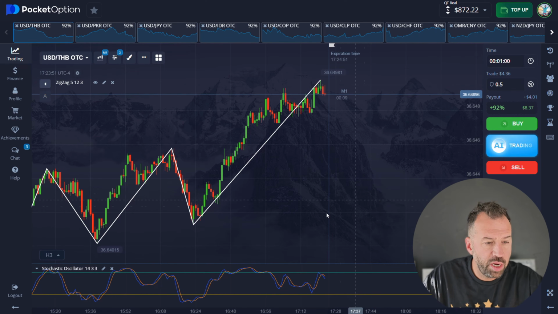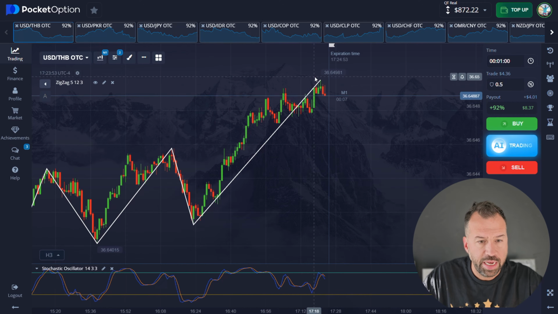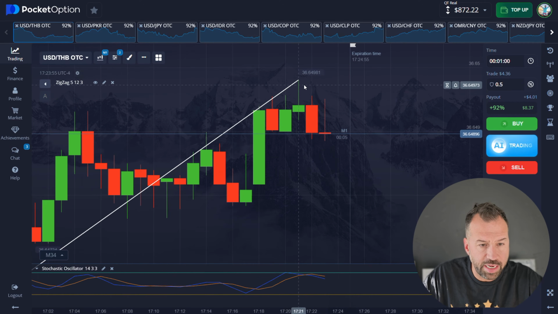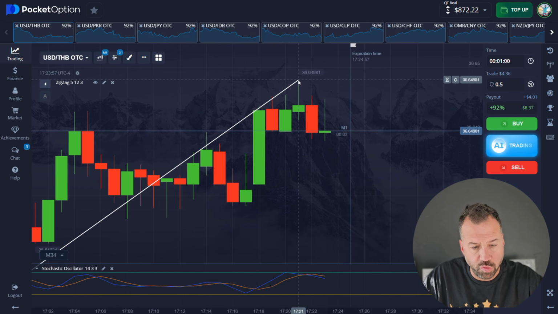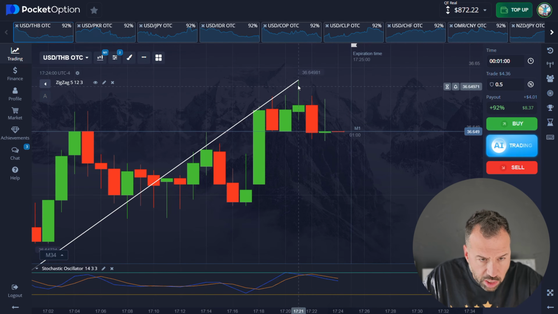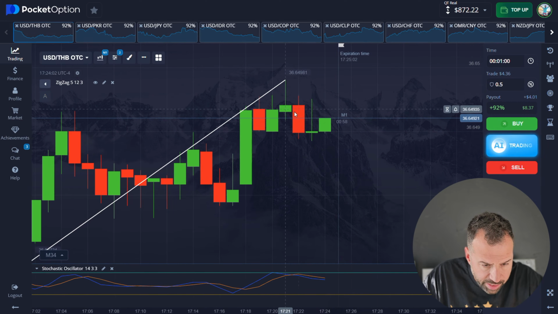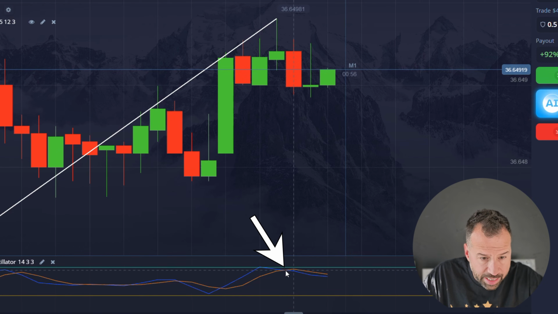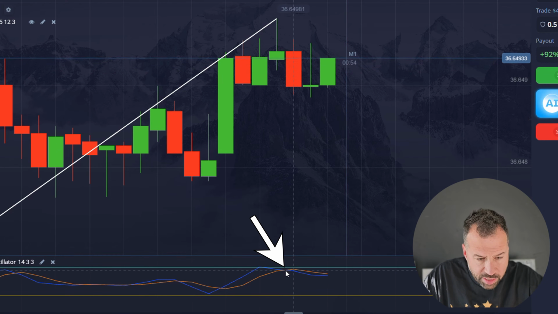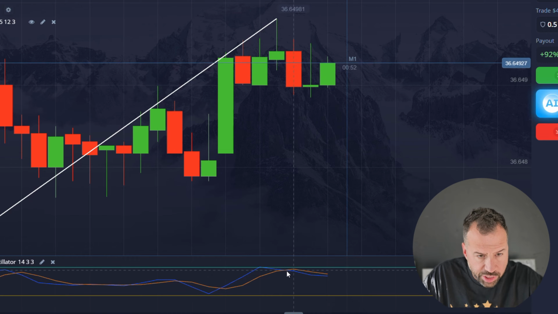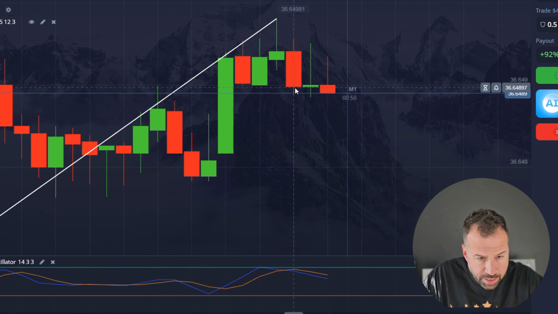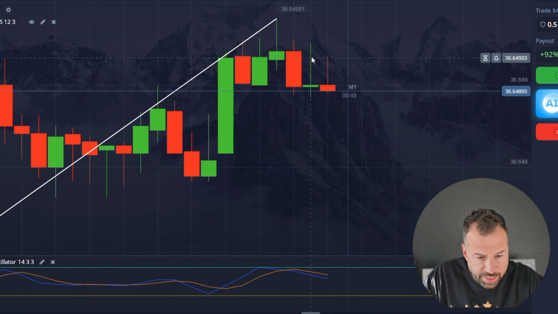So here we are trending up, and you can see right here that this touched and then started to move back down. And as this started to move back down, you can see right here we had a change in direction. The blue crossed the red, which indicated this red line here. We had a little bit of an uptrend here.